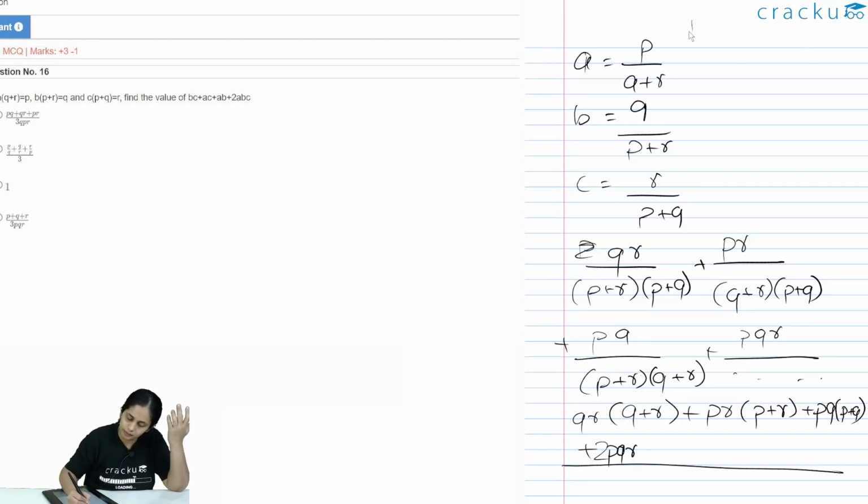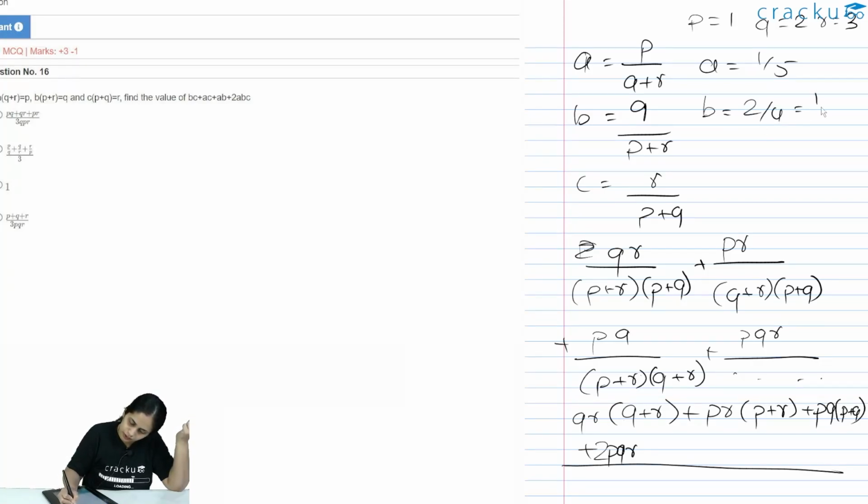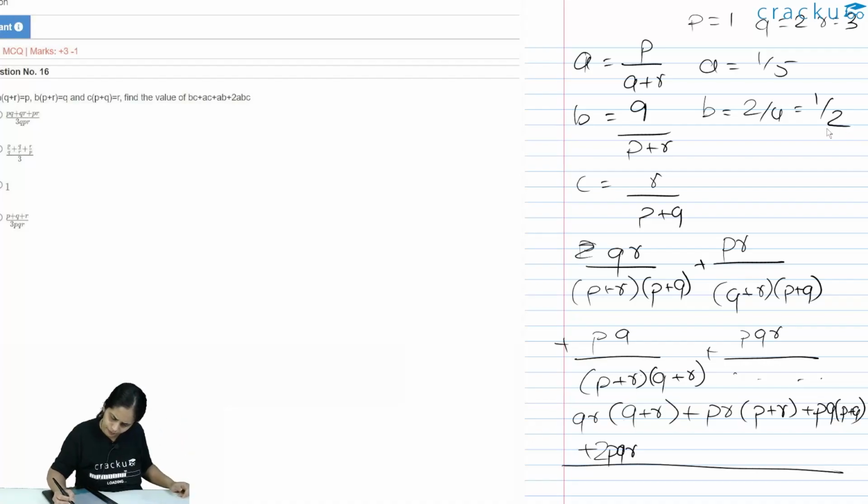Let's say P is equal to 1, Q is equal to 2, R is equal to 3. A is equal to how much? A is equal to 1 by 5, B is equal to 2 by 4, so that is equal to half. C is equal to R by 3 divided by 1, so C is equal to 1.